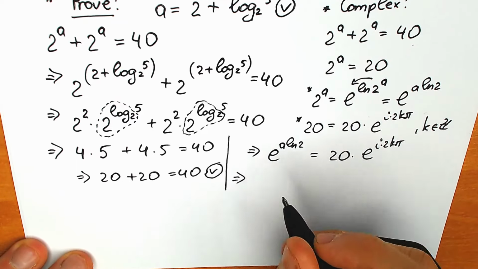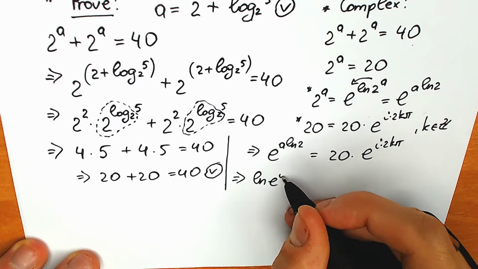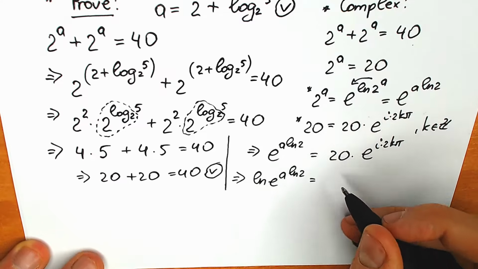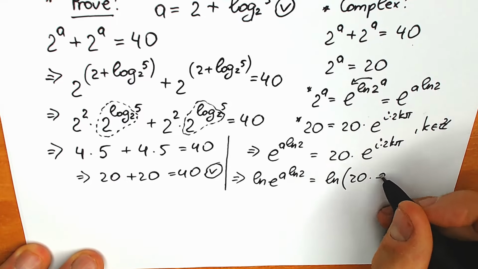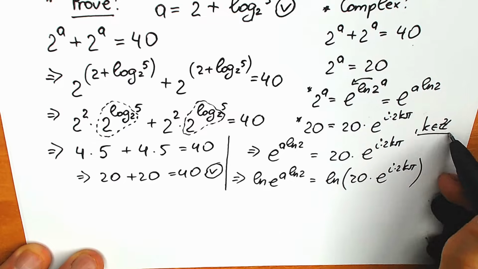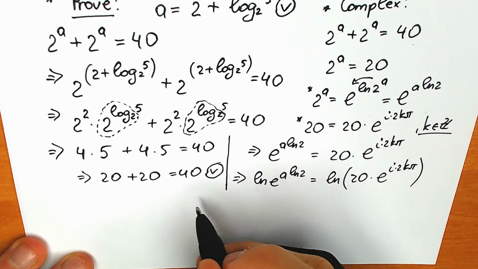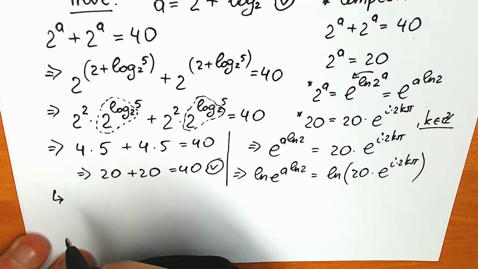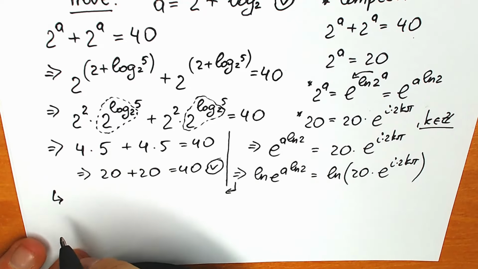First of all, let's apply natural log on both sides. So as a result, we have natural log of e to the power a natural log 2 equal to natural log of 20 times e to the power i times 2k pi, of course k from integers. And right now, let's simplify this real quick. I'm gonna continue right here on the left place.